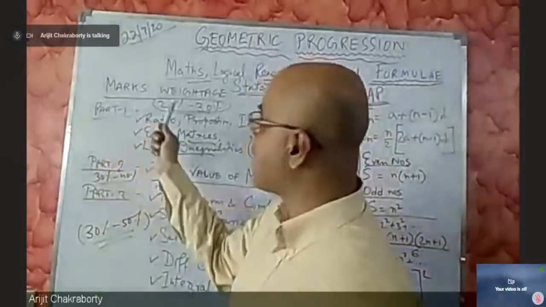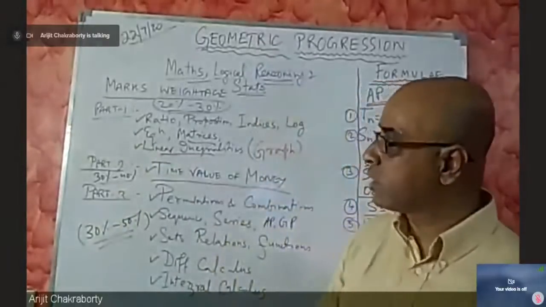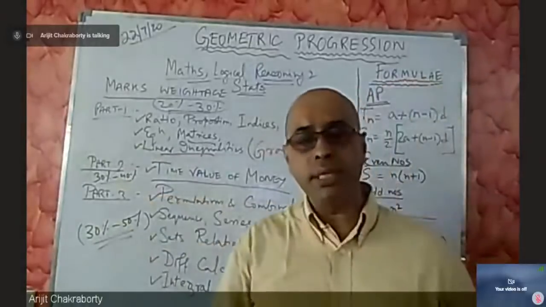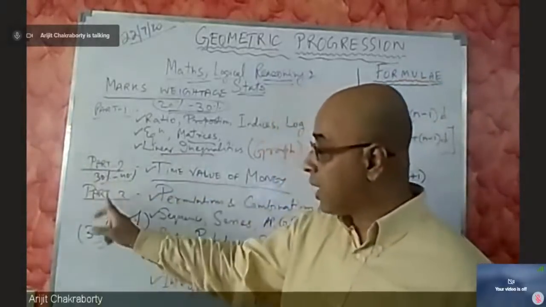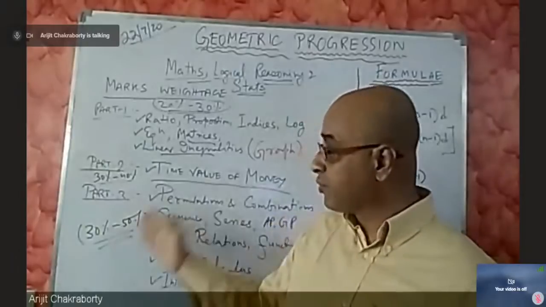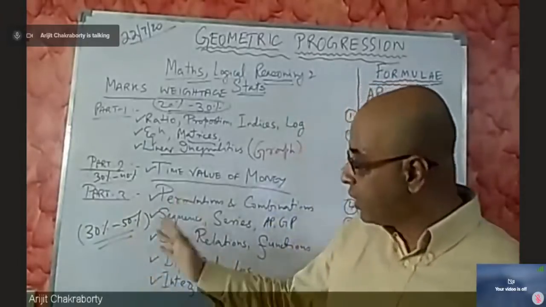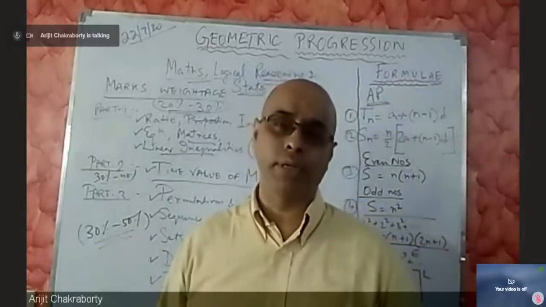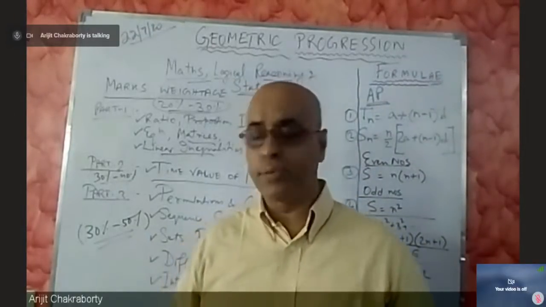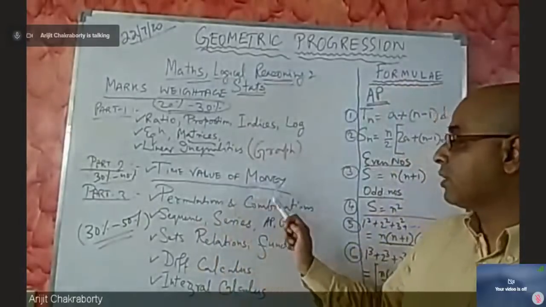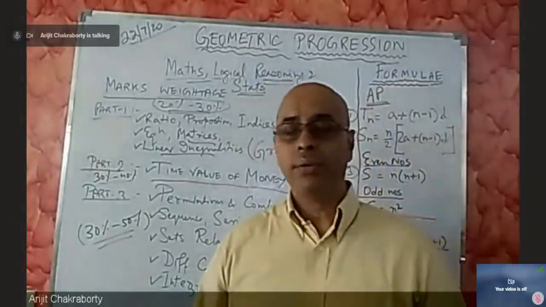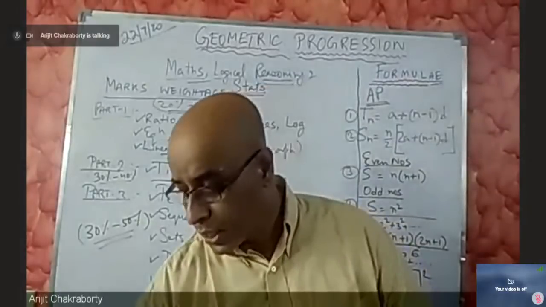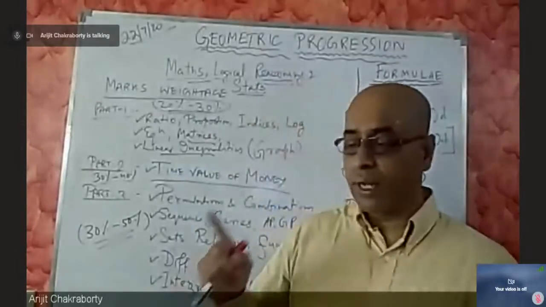So part 1 is having 20 to 30% weightage, part 2 is having 30 to 40% weightage, and part 3 is having 30 to 50% weightage. Now here we have a number of very important chapters, and we have completed many of them. Now, permutation and combinations. Under permutations and combinations, we have done factorial.